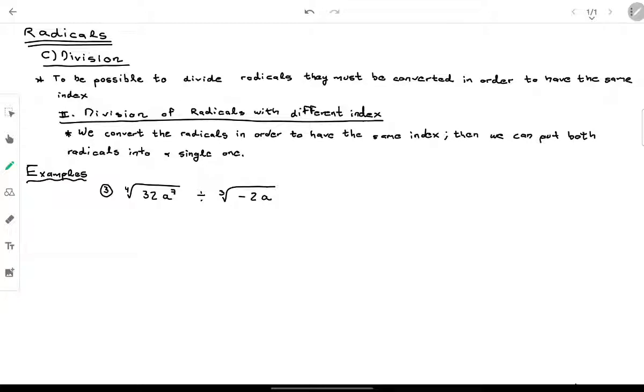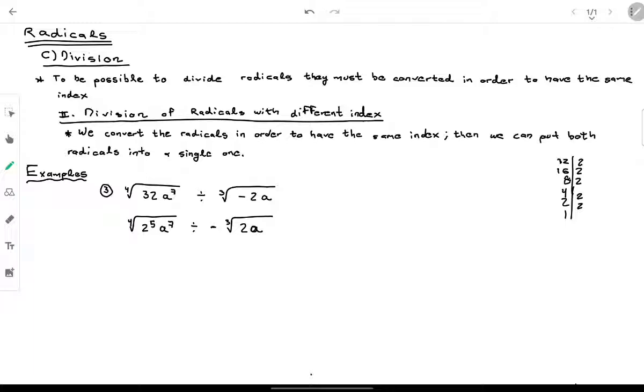So let's see here. First, we need to decompose whatever is inside the radicals. So here it's going to be 4. The 32, if we decompose the 32, divided by 2 it's 16, divided by 2 it's 8, divided by 2 it's 4, divided by 2 it's 2, divided by 2 it's 1. So it's going to be 2 to the 5, a to the 7, divided by, here we have an odd root of a negative one, so we can take out that minus sign since the beginning. The cubic root of 2a.